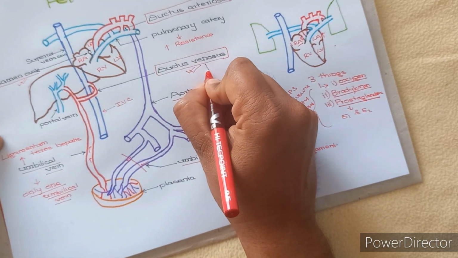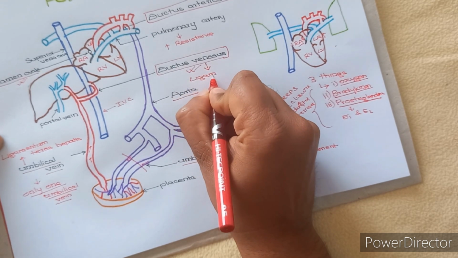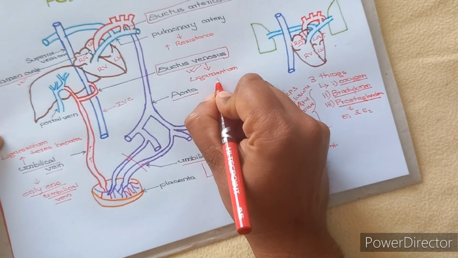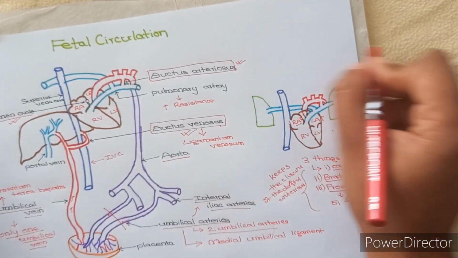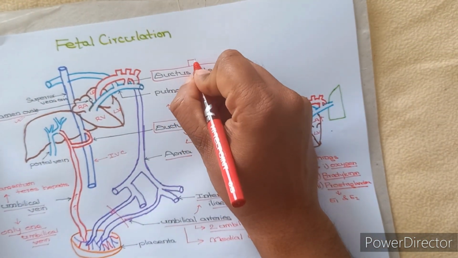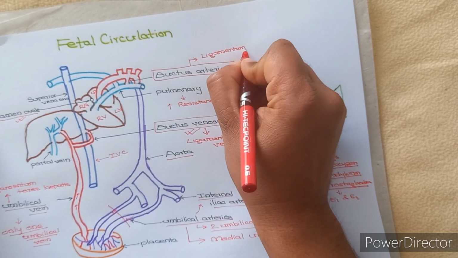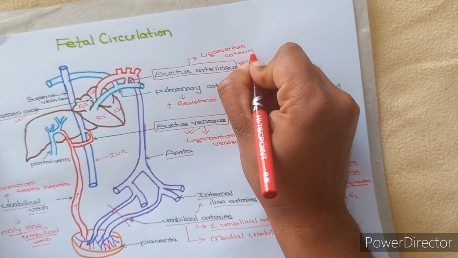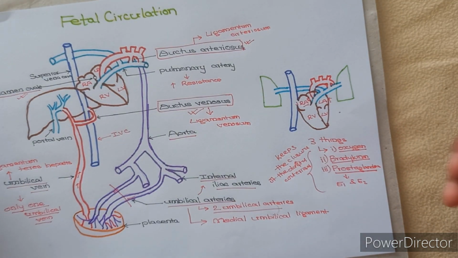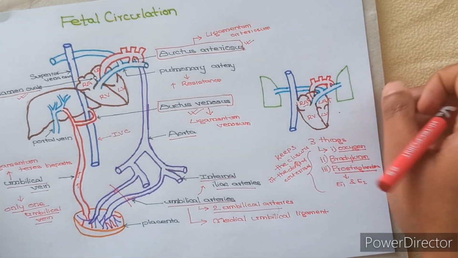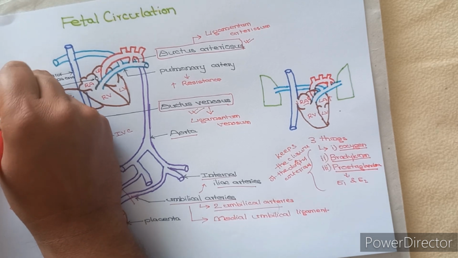Similarly, the postnatal derivative of ductus venosus is ligamentum venosum, and the postnatal derivative of the ductus arteriosus is ligamentum arteriosum. This postnatal derivative is often asked as an MCQ in the exam, and also the foramen ovale. The postnatal derivative of the foramen ovale is fossa ovalis.